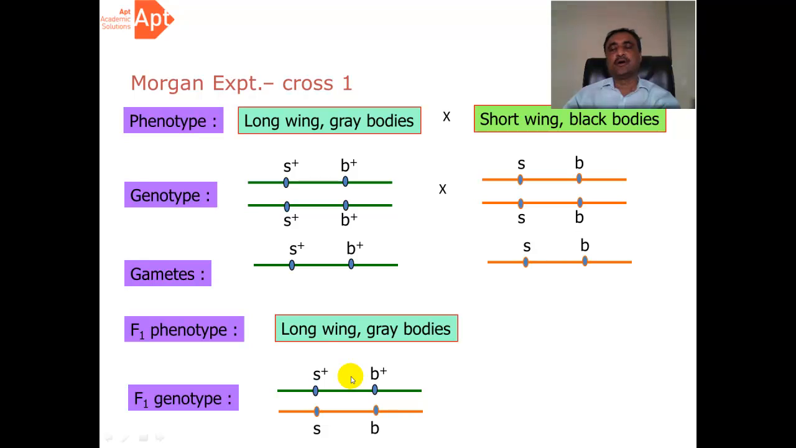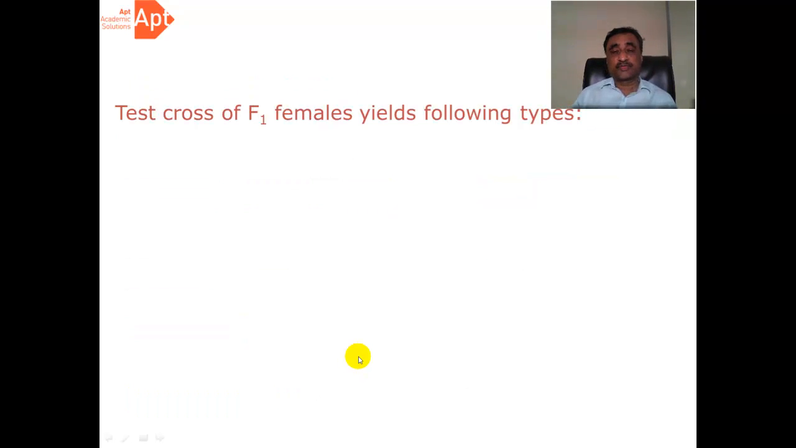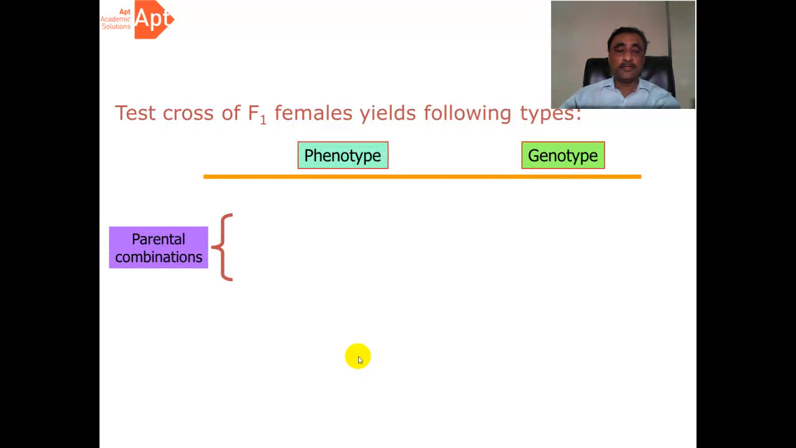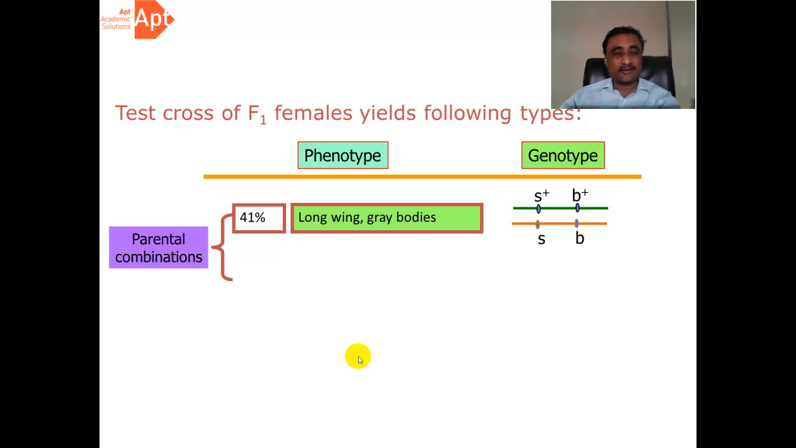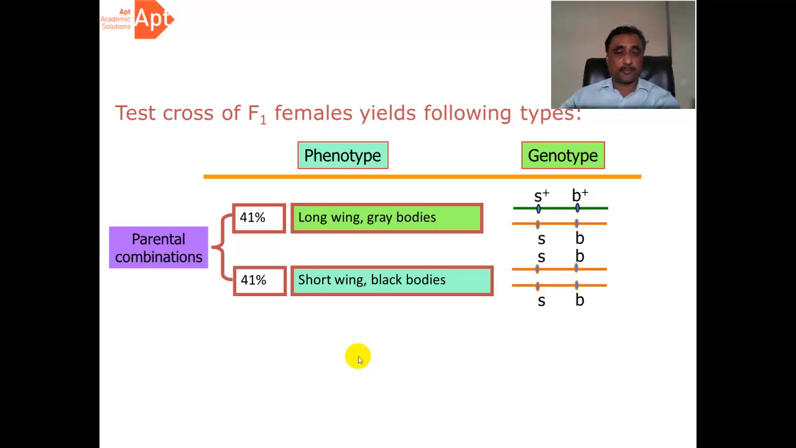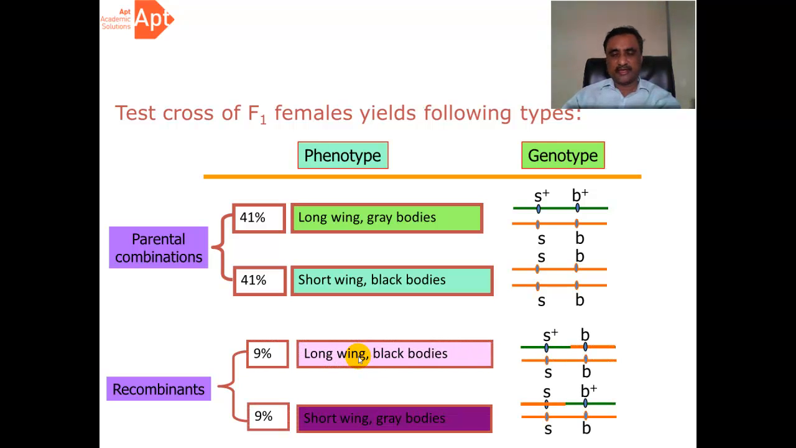This is a complete heterozygote, because we know very well that in F1 we are going to have a heterozygous composition. Now what happens in the next series of reactions? This F1 heterozygote was test crossed, and we know very well that if Mendel's law of independent assortment is operating, then in a test cross we are going to get a ratio of 1:1:1:1. Now have a look at what they actually got. When they did the test cross, they got long wing gray bodies 41% and short wing black bodies 41%. So the parental combinations were much more. And the recombinants, that is long wing black bodies, were just 9%, and similarly the short wing gray bodies just 9%. So you can see that there.